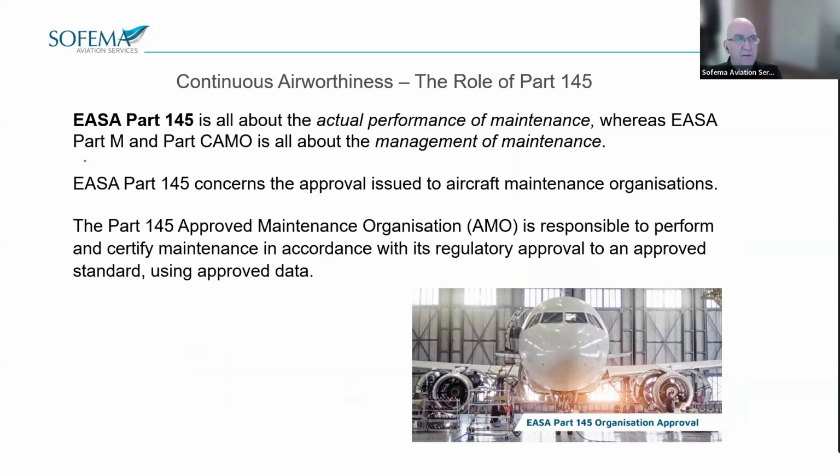EASA Part 145 is concerned about the actual performance of maintenance, whereas EASA Part M and Part CAMO is all about the management of maintenance, the scheduling of maintenance and control of it. This is because it's more correct for the operator to be responsible for the management of the status of maintenance on its aircraft, although the operator may be working indirectly through the Part CAMO organisation. This simplifies the responsibility of the EASA Part 145 organisation just to focus on the actual delivery and certification of the requested maintenance package.